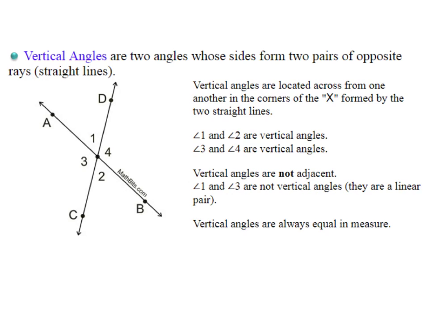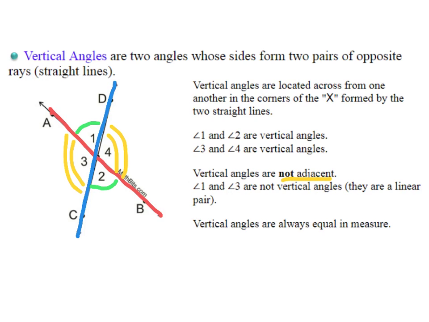So I have two straight lines here. I have line AB, and then I have line DC. These will form two sets of vertical angles. So angle 1 and angle 2 are vertical angles because they're right across from each other. And angle 3 and angle 4 are vertical angles because they're right across from each other. They're opposite each other. Vertical angles are not adjacent. They're not next to each other.